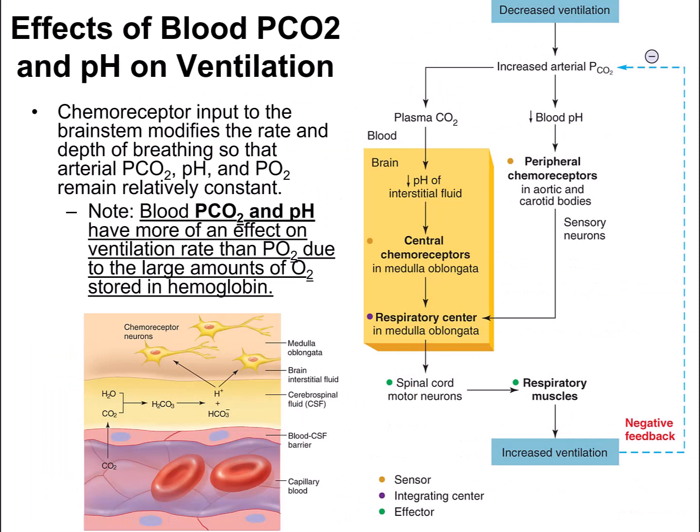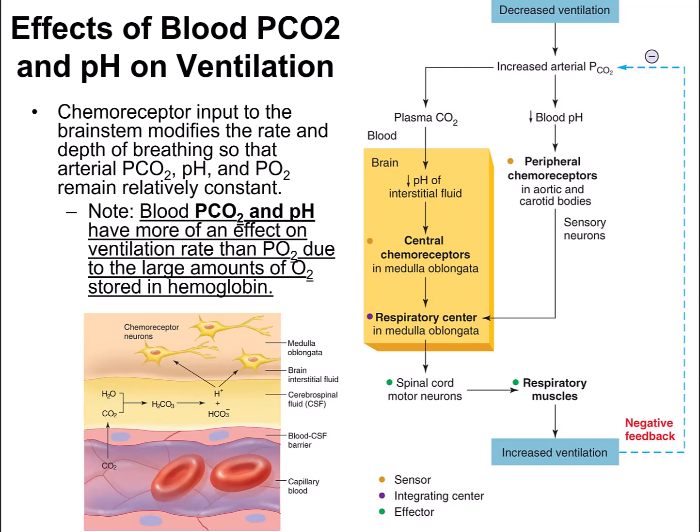When we look at the effects of blood PCO2 and pH on ventilation, remember, blood PCO2 and pH have more of an effect on the ventilation rate than PO2 due to the large amounts of oxygen stored in the hemoglobin. And oxygen is not going to have an effect unless it gets really low for those chemoreceptors to pick that up, and then that becomes a driving force for breathing. You want to make sure you star this. Blood carbon dioxide and pH are going to have more of an effect on ventilation than O2 under normal conditions.